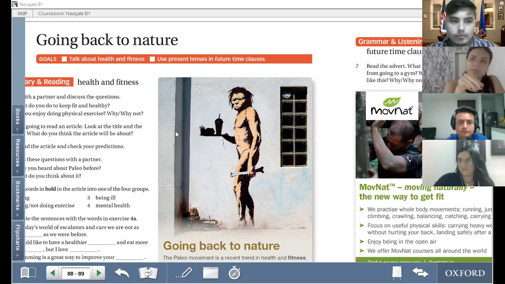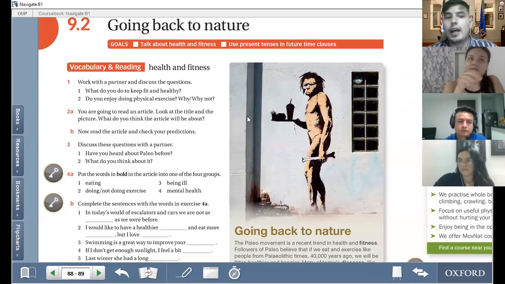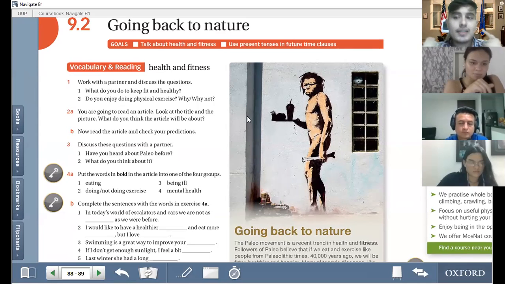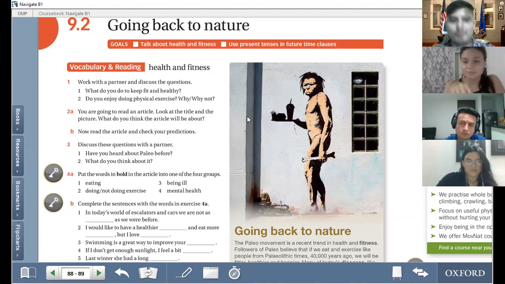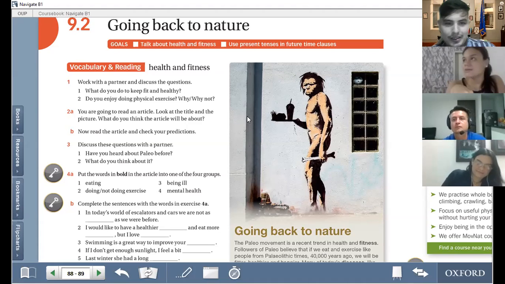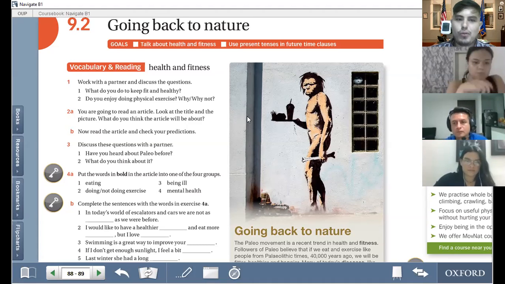Now, I want you to take a look at point number two. You are going to read an article. What is the title of the article? Going back to nature. What did I say about the pronunciation of that word? Nature. Okay, we looked at the title and the picture, right? We have already analyzed both. What do you think the article will be about? Now, I want to listen to your opinions about it.